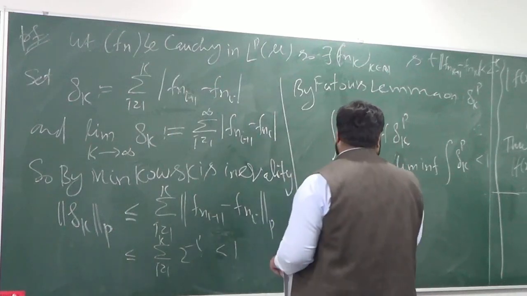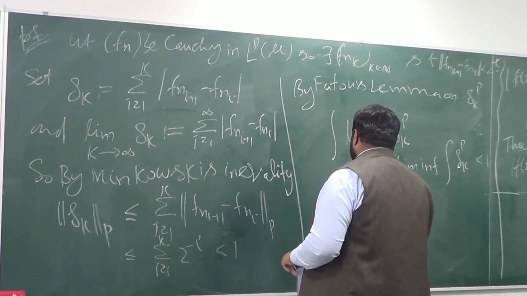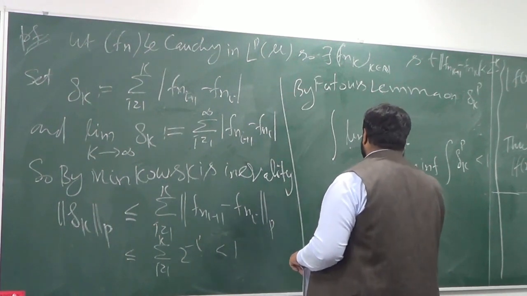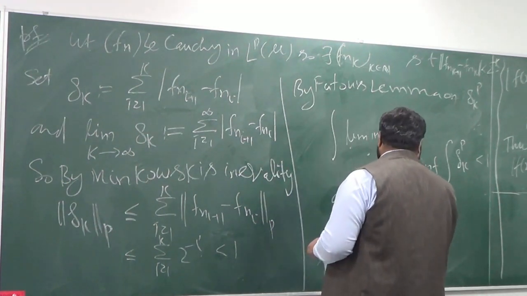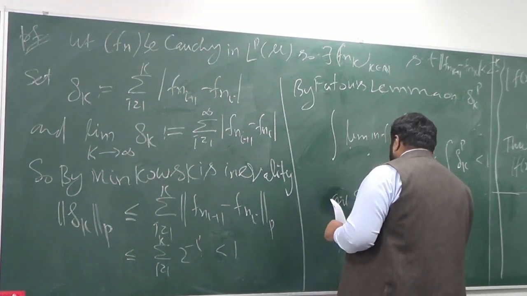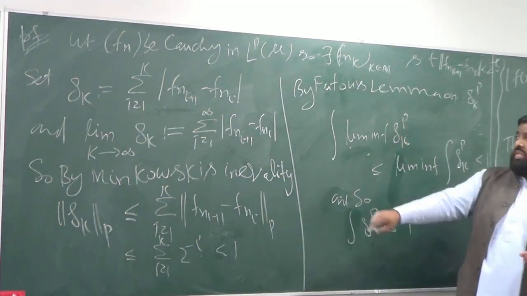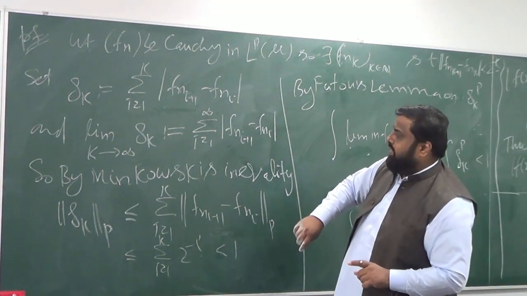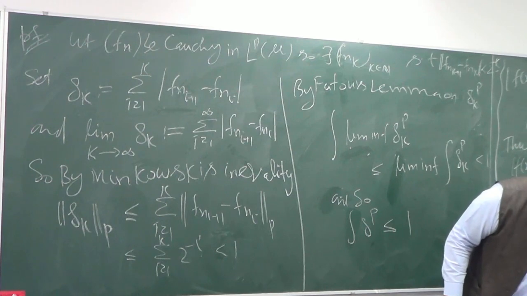So I can say that this is the same as G. This is the same as G to the P less than or equal to 1. Why will this be the case? Here's the thing. Have I defined G? Where have I defined G?